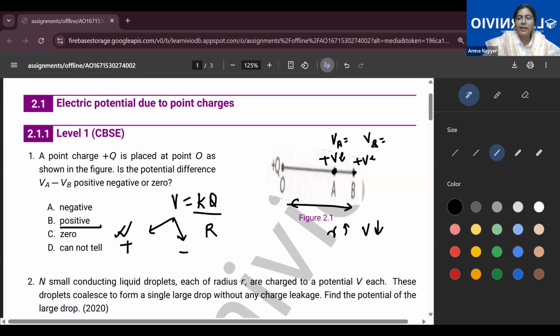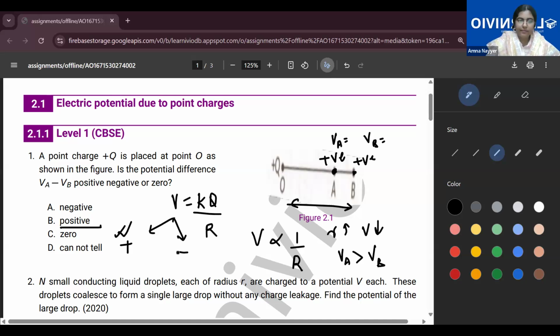Okay, this is VA minus VB, greater minus lesser. V is equal to kQ by R, so V is inversely proportional to R. R is more for B, so potential is less. So VA will be more, greater. When you subtract them, eventually it will be positive. It's like 5 is there, this is 2, so 5 minus 2, you will get positive.